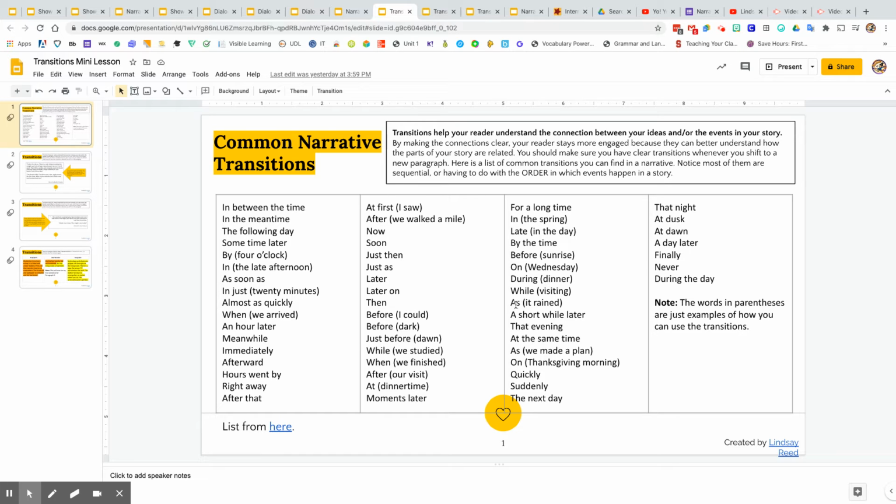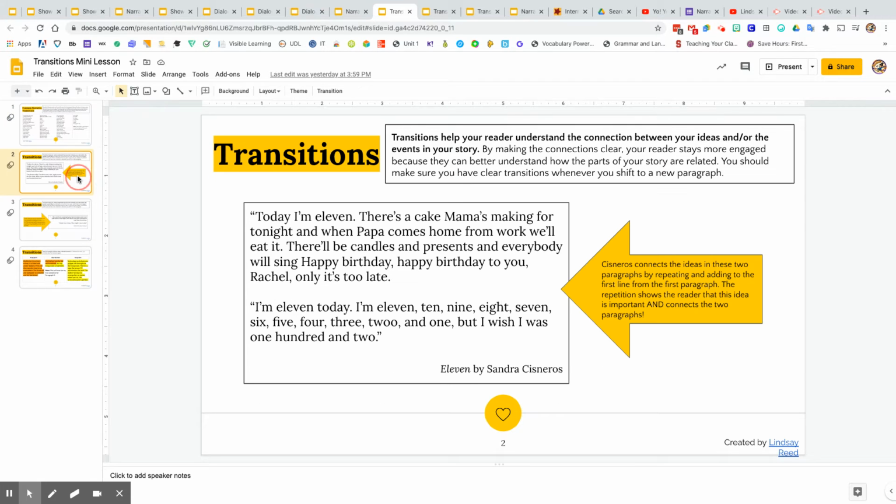So, instead of maybe saying as it rained, you could say as we walked to the park, or while stopping at the grocery store, or during the baseball game, right? You can change the stuff that's in the parentheses to meet your needs for your story. Let's go ahead and look a little bit more closely at transitions.